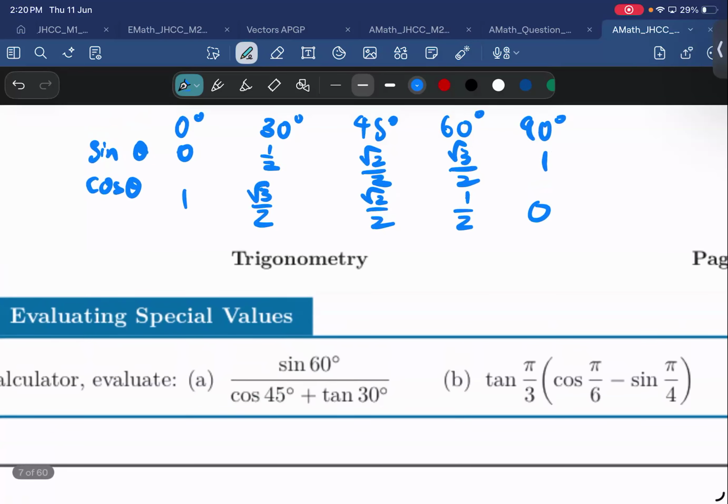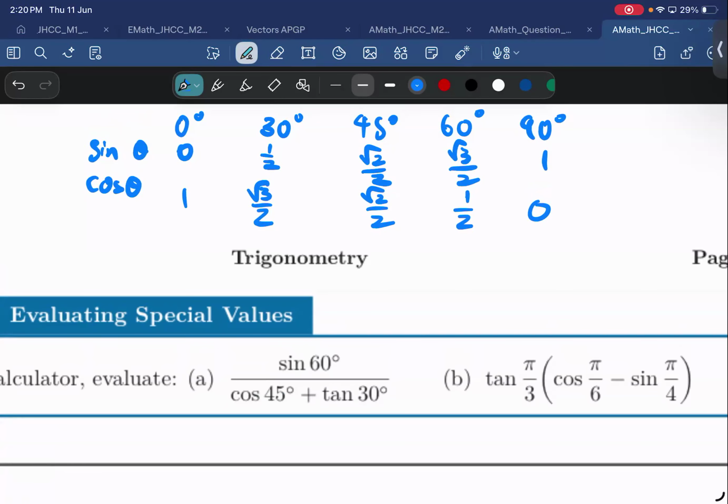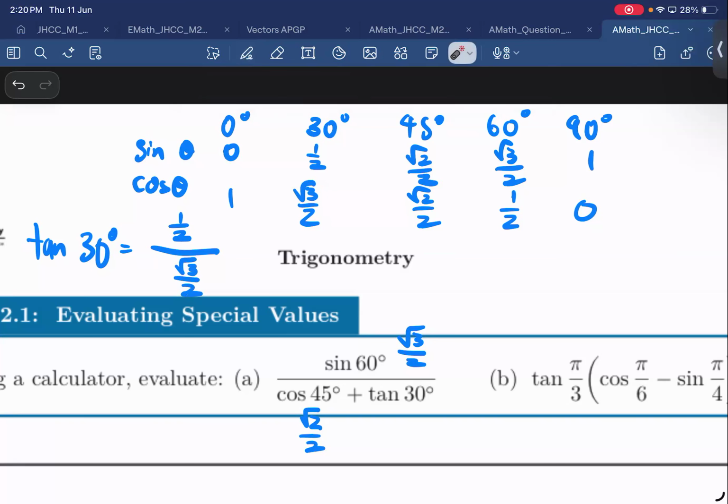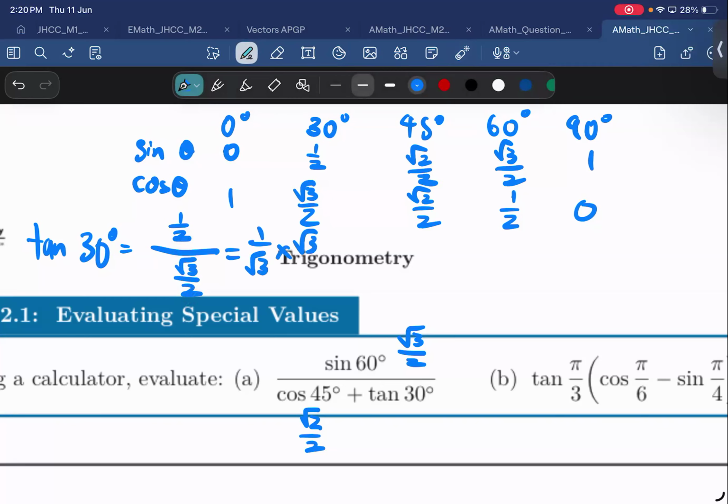So sine of 60 degrees is root 3 over 2. Cosine 45 is square root 2 over 2. Then tangent 30: tangent is sine over cosine, so tangent 30 degrees is sine 30, which is half, over cosine of 30, which is root 3 over 2. The 2s cancel, so it's 1 over square root 3. We rationalize it by multiplying root 3 over root 3 on the top and bottom, so this will be square root 3 over 3.